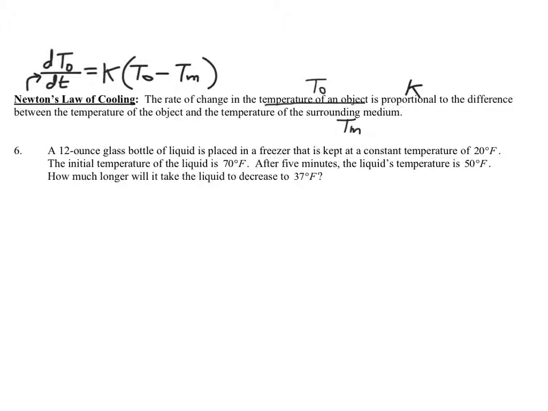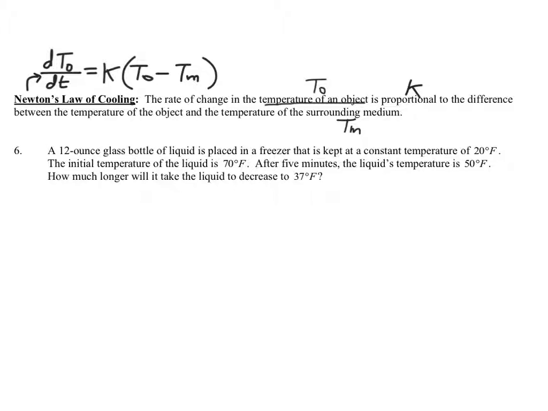Anyway. All right, a 12-ounce glass bottle of liquid is placed in a freezer that's kept at a constant temperature of 20 degrees Fahrenheit. Initial temperature of the liquid is 70 degrees Fahrenheit. After 5 minutes, the liquid's temperature is 50 degrees. How much longer will it take the liquid to reach 37 degrees? So the only thing that's relevant to the startup of the problem is the fact that it's in a constant temperature of 20 degrees Fahrenheit, because everything after that is a condition related to the solution to the differential equation.